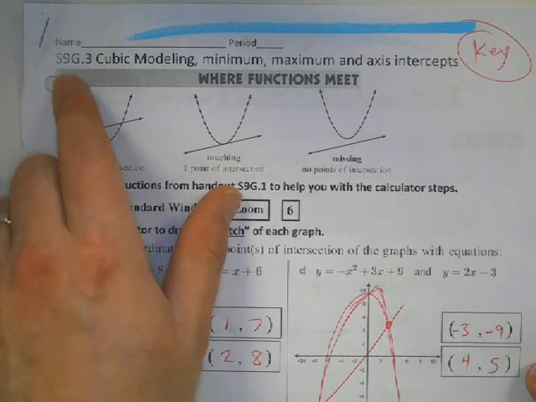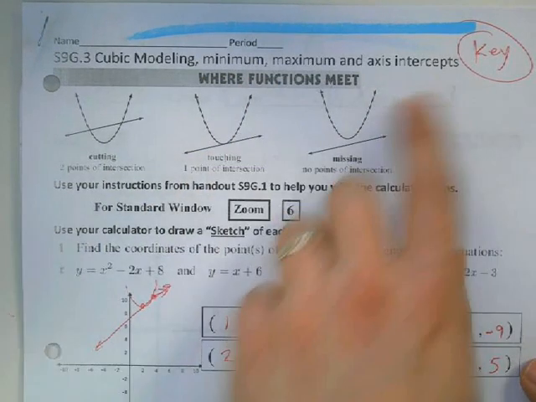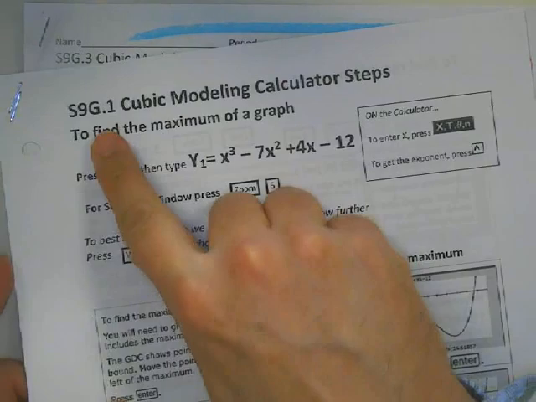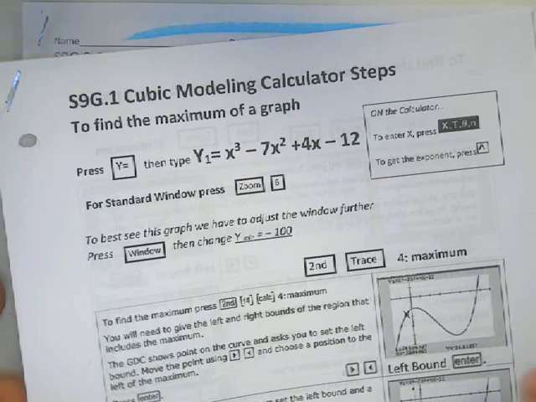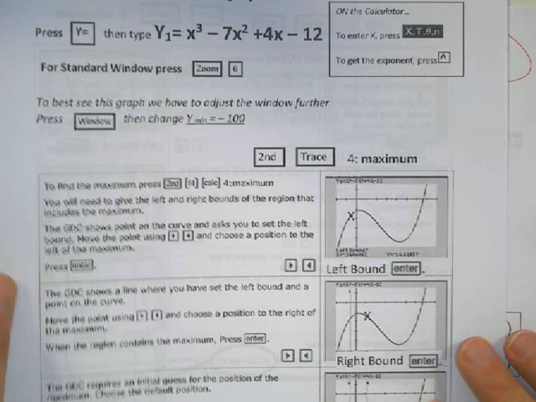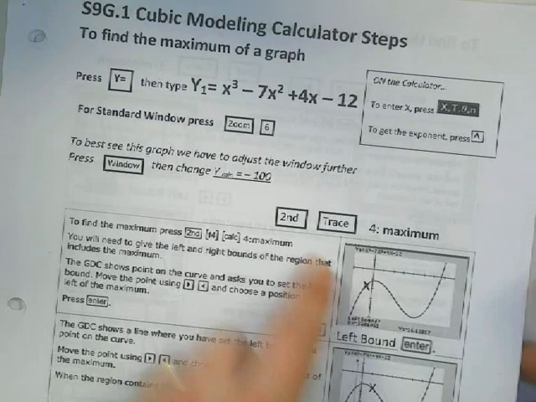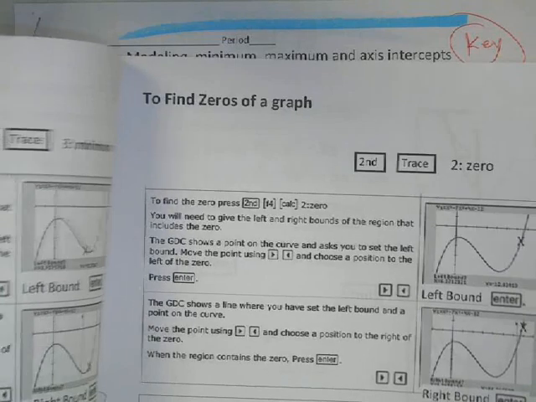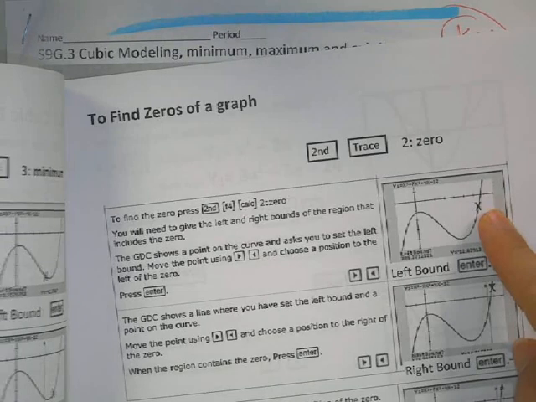This is S9G.3, cubic modeling minimum maximum axis intercepts. So basically we are practicing the S9G.1 calculator steps. It's important that you watch this video first in order to understand minimums, maximums, zeros. These instructions are to find the maximum. These instructions, the zeros mean the x-intercept. People were having the most trouble with finding the zeros.